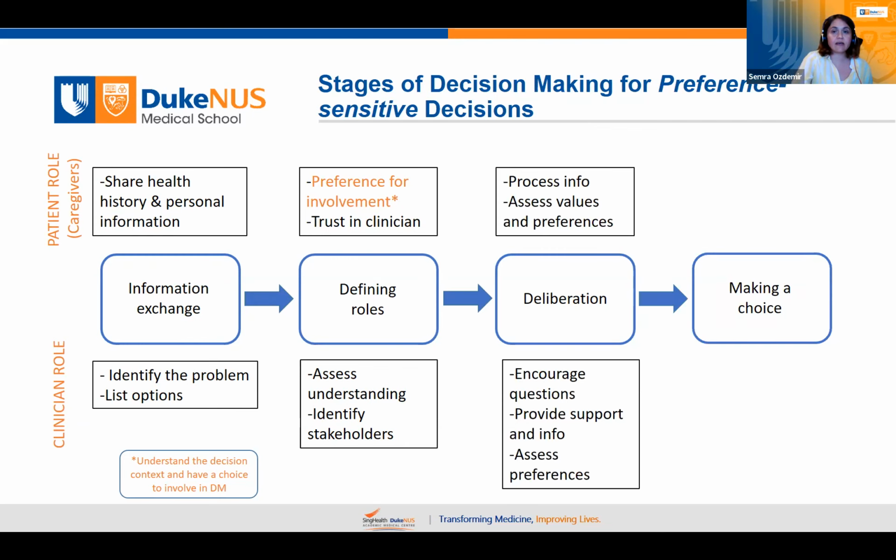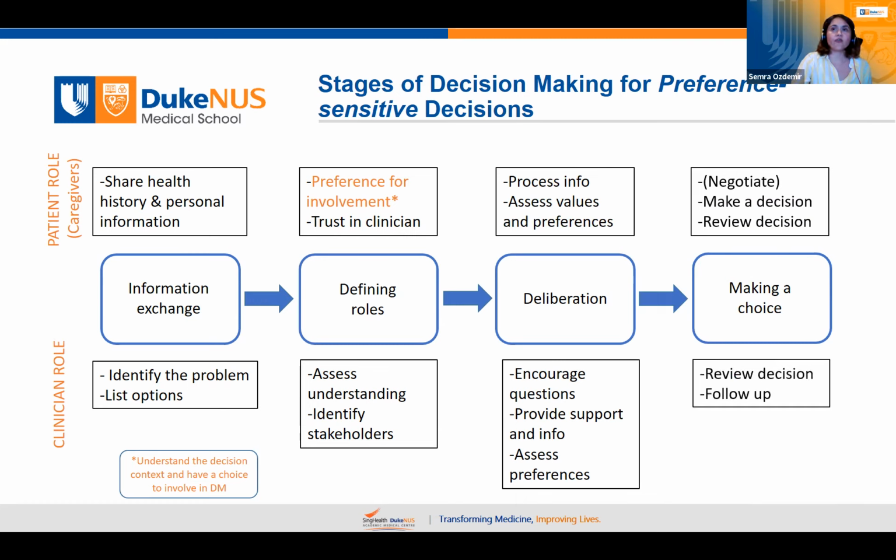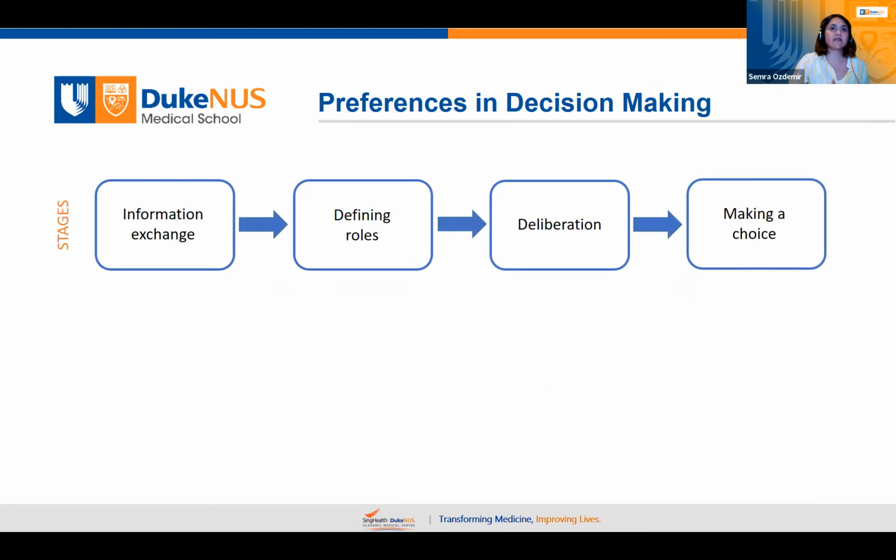And then finally, making a final decision. This may involve some kind of negotiation. And again, patients may be involved in the decision-making process, but do they really make the final decision? And then of course, there's the review of the decision. Is this the right decision for me? Am I on the right track? And then there's this follow-up process as well. So this is a very fast track of the different stages and the kind of involvement from the patient perspective and from the clinician perspective.